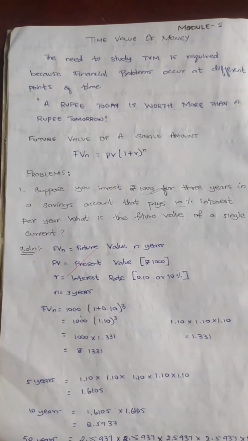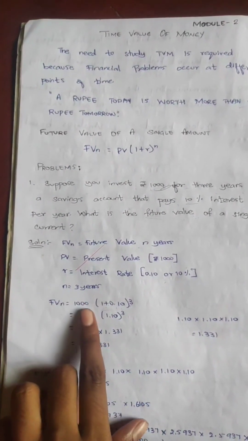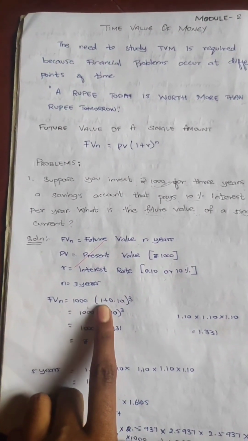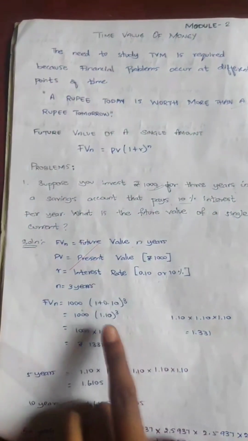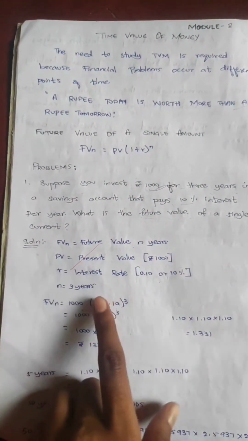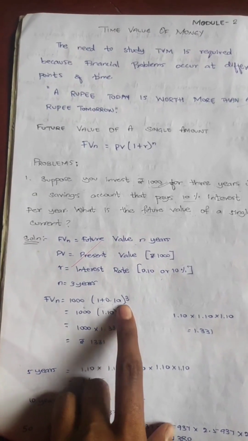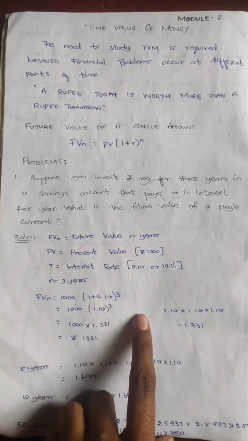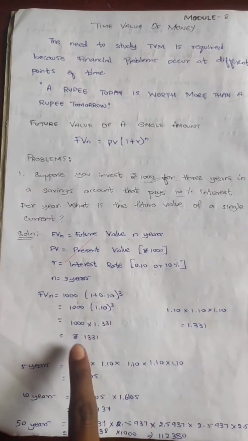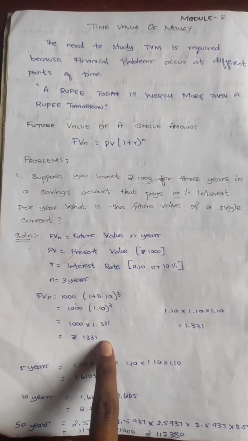So for present value we put 1000, and 1 from the formula plus the rate of interest, 10 divided by 100 since it is in percentage, so we get 0.10, power 3 as mentioned in the question, the number of years. When we solve this, we get 1331.